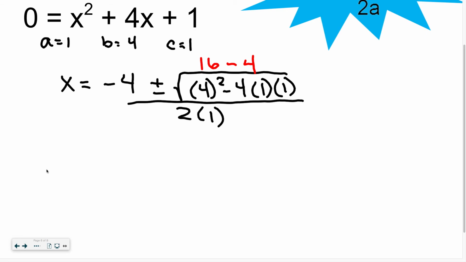Now I usually, and I recommend that you do this, show your work here so that I know how you got the number under your radical. So 4 squared is going to be 16. Whatever b squared is, it's always going to be positive, even if b is negative, because you're going to square it. And then on this one, I have a negative times a positive, so it's still going to be minus. And then 4 times 1 times 1 is 4. So that gives me 12 underneath.